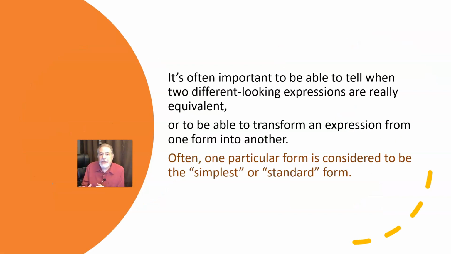So in cases where the same thing can be written in more than one way, there are different forms of the same number or same expression, often one particular form is considered to be the simplest or the standard form. So with fractions, the simplest form would be one where your numerator and your denominator don't have any common factors. Because if they did have a common factor, you could divide out that common factor and reduce the fraction to lowest terms.